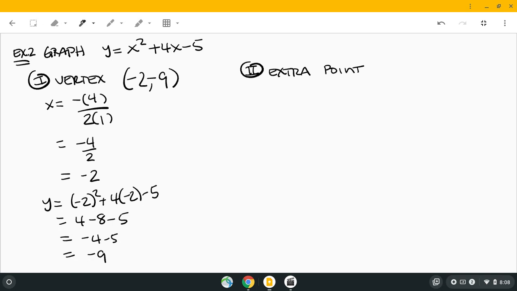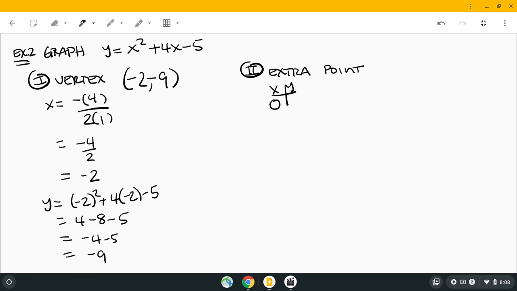Okay, and now I need an extra point. Again, I like 0. You can choose for your extra point. You can choose whatever x value you want. Okay, I always get the question, how did you get 0? How'd you get 0, negative 5? You get to choose. Okay, so I am choosing 0. You can choose whatever you want. We will all get the same graph.